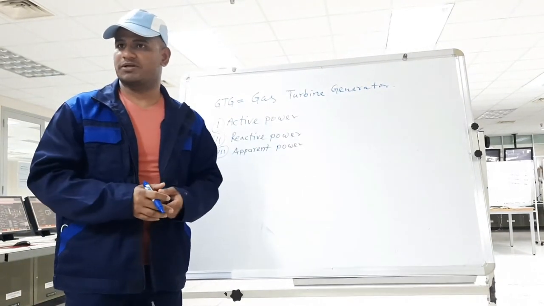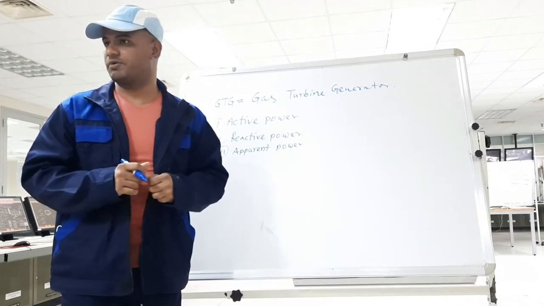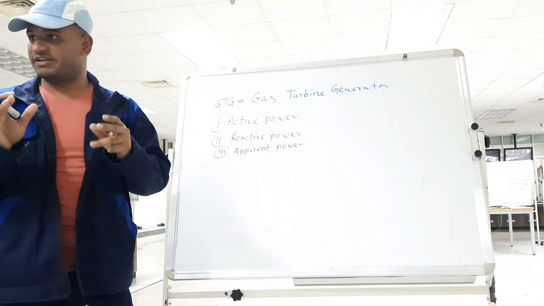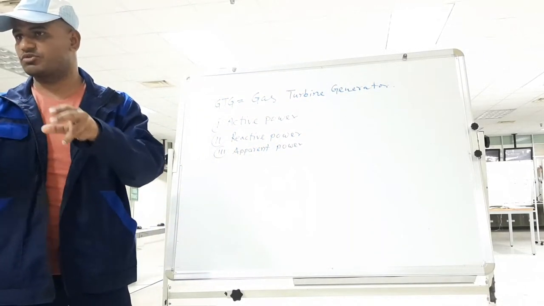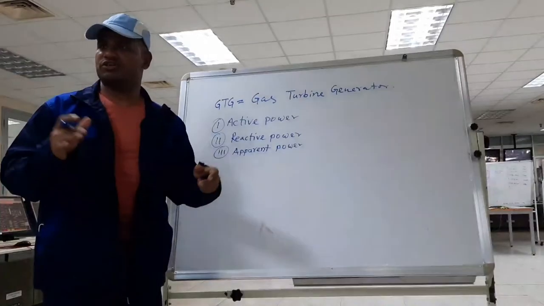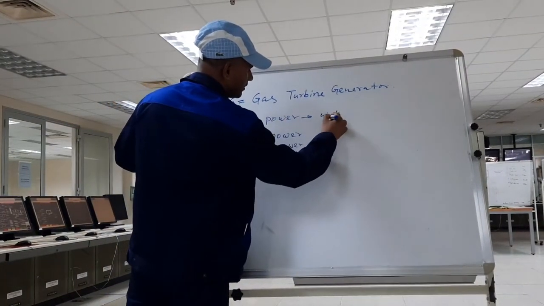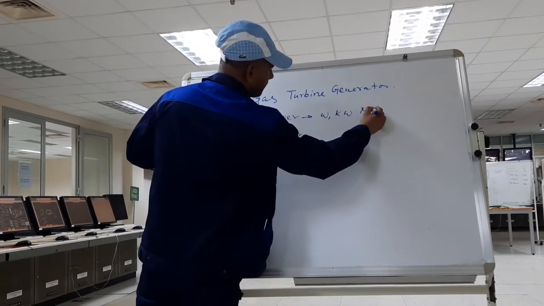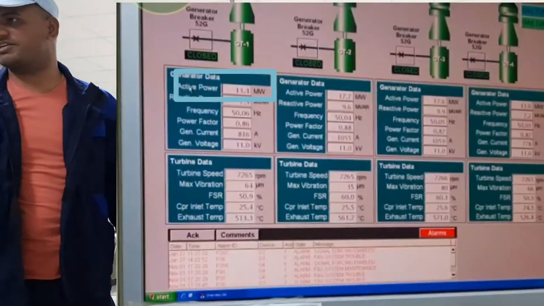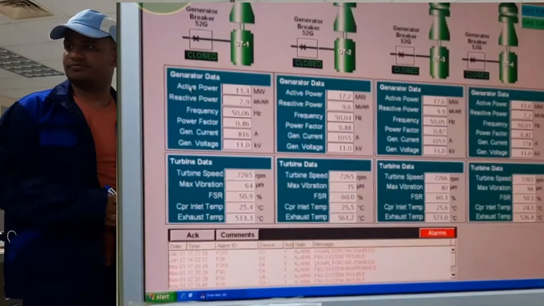But what is active power? Which power is real, actual power? It is called active power. Which power is real, actual, which we directly use for running the equipment? It is called active power. Units of active power: watt, kilowatt, and megawatt. Now active power of GTG, you can see GTG A 13.6. It is active power.